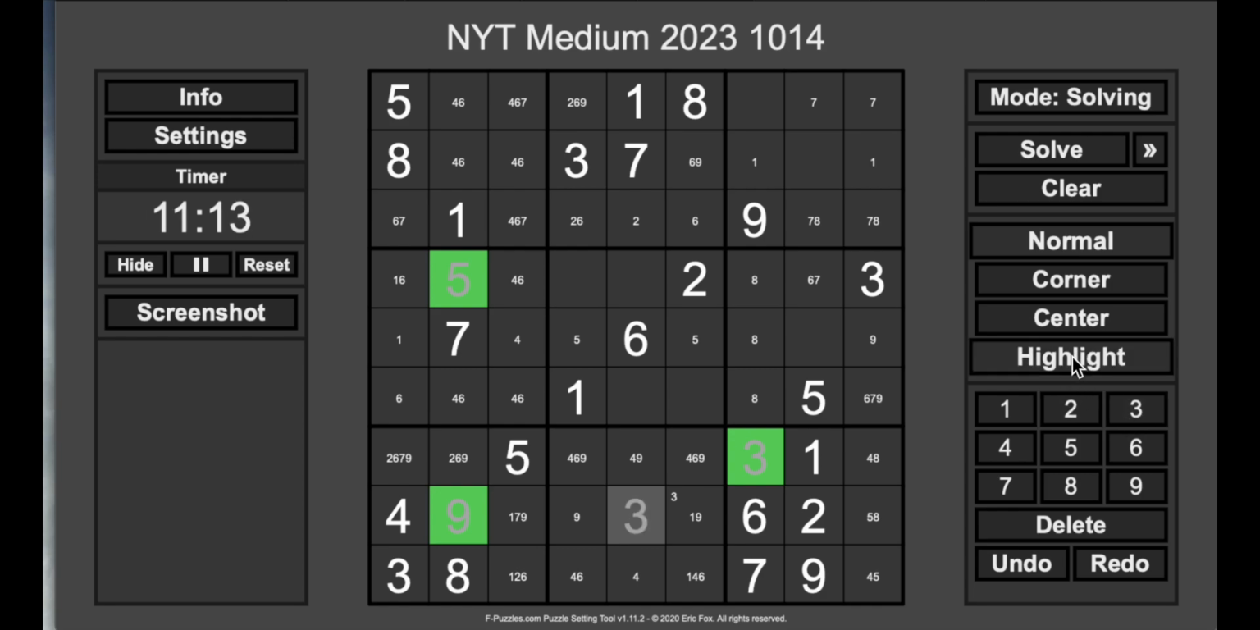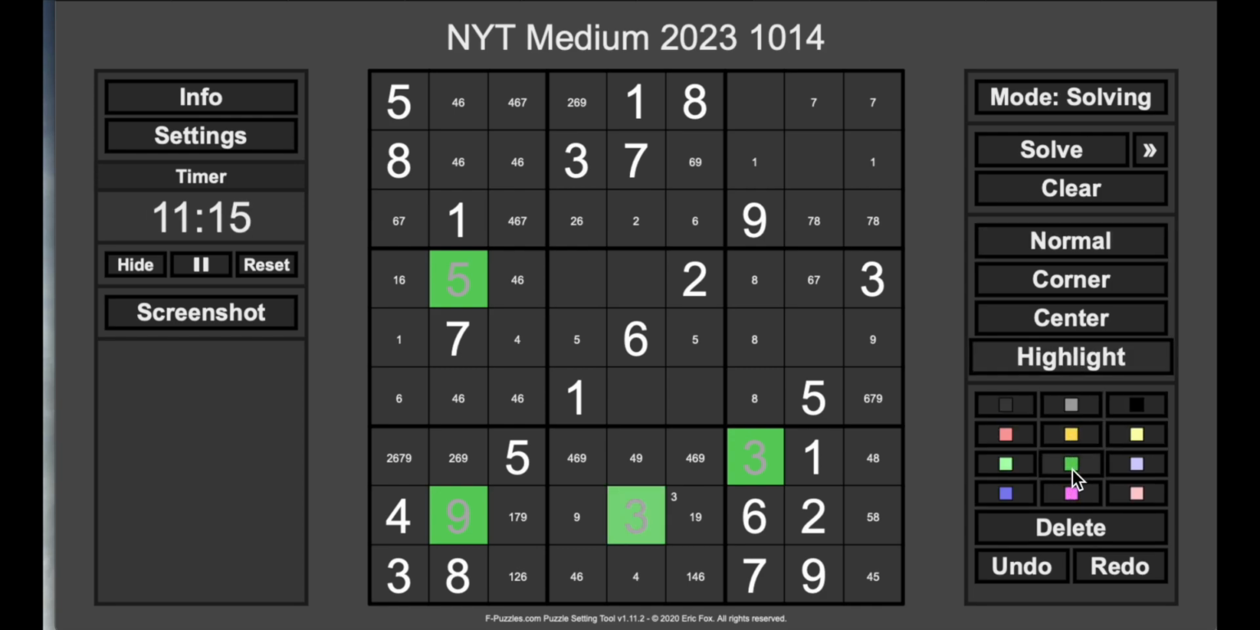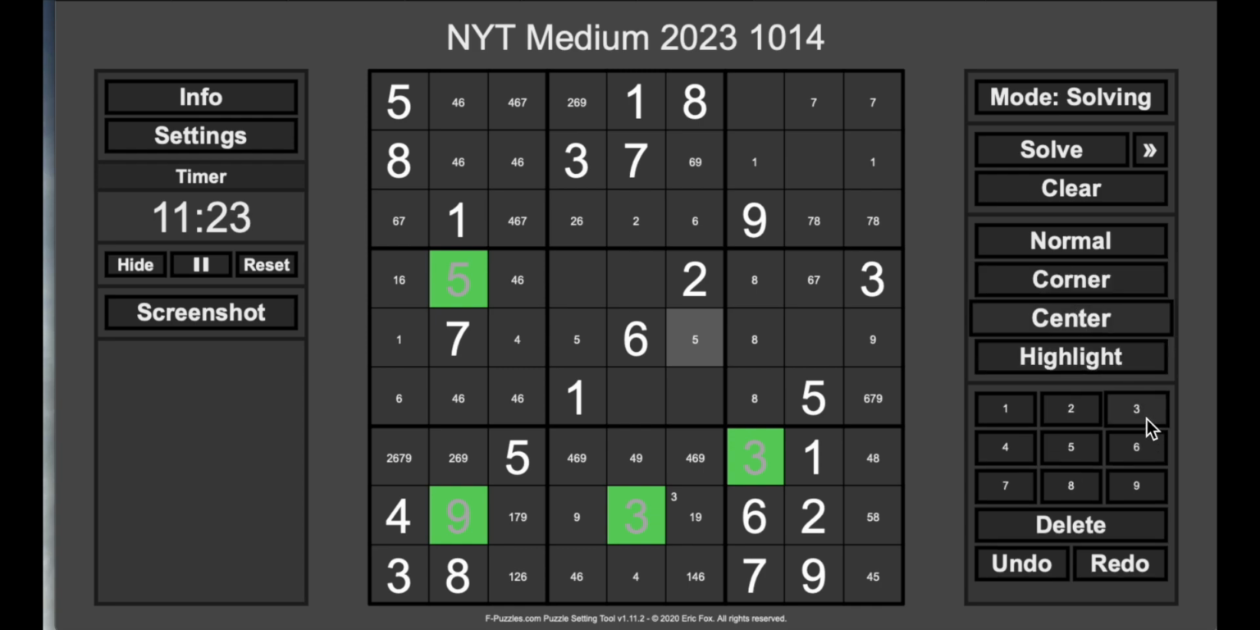Let's move that to 3. I'll reduce my center options to 3 or 3.